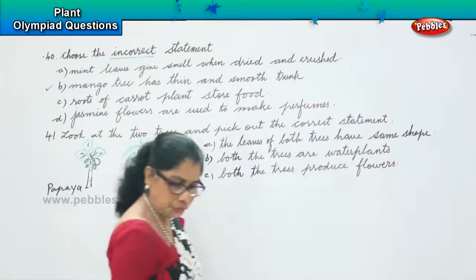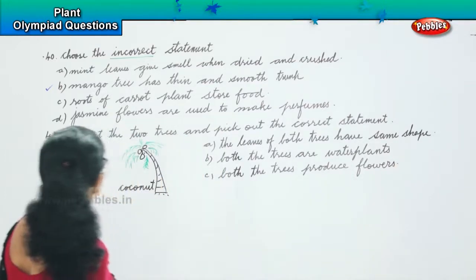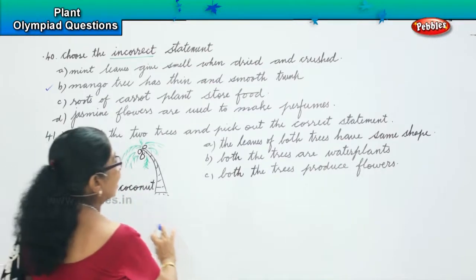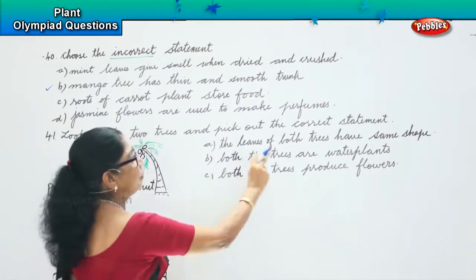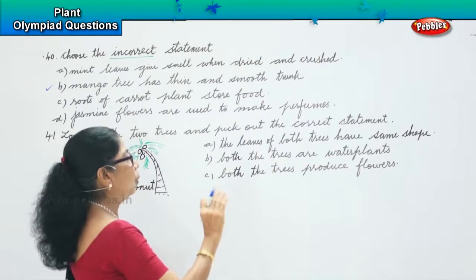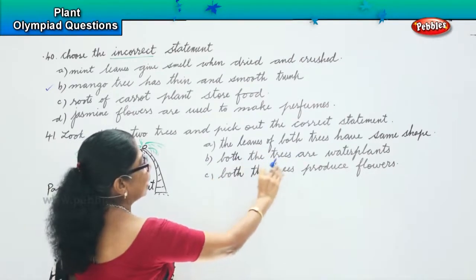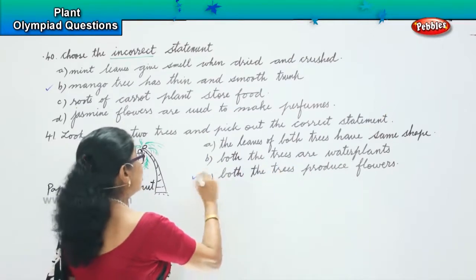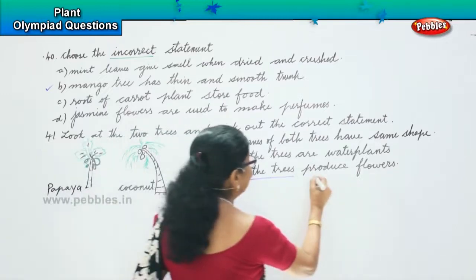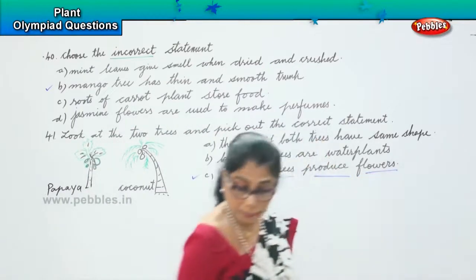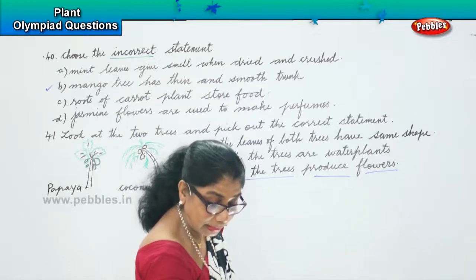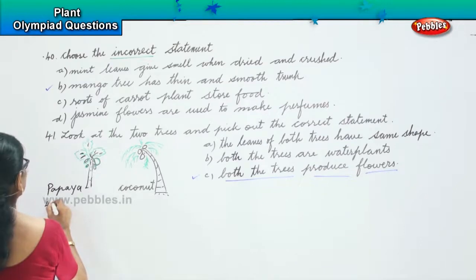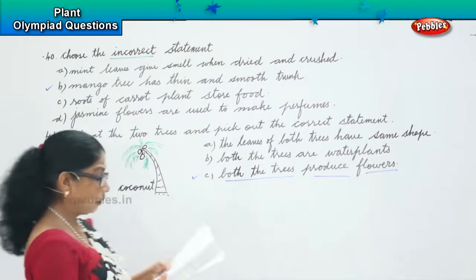We have three options to choose from. They are asking us, look at the two trees, papaya tree, coconut tree, and pick the correct statement. The leaves of both trees have same shape. No. Both the trees are water plants. No. Both the trees produce flowers. Yes. So, option C. Both the trees produce flowers. Papaya tree and the coconut tree, they produce flowers. That's the correct one.